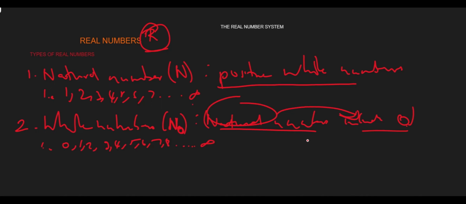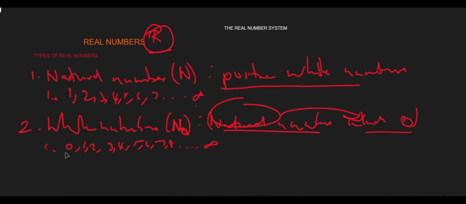The difference between natural numbers and your whole numbers is that natural numbers are positive whole numbers. They do not include a 0. As you can see here, I started with a 1, not from a 0. But your whole numbers are all your positive whole numbers, including a 0.